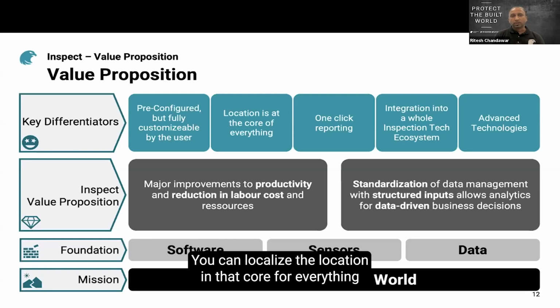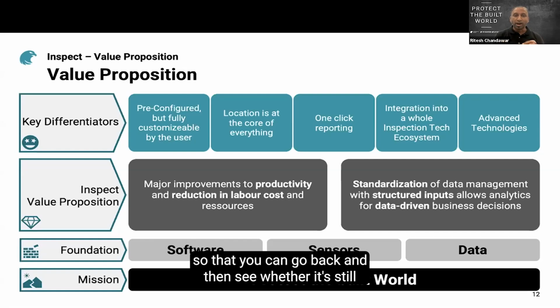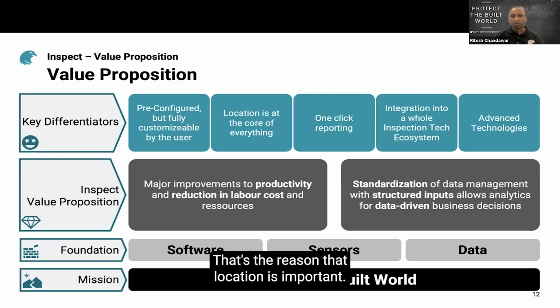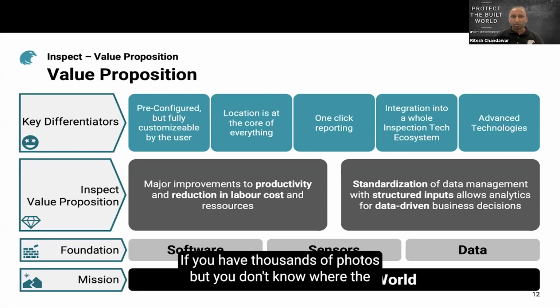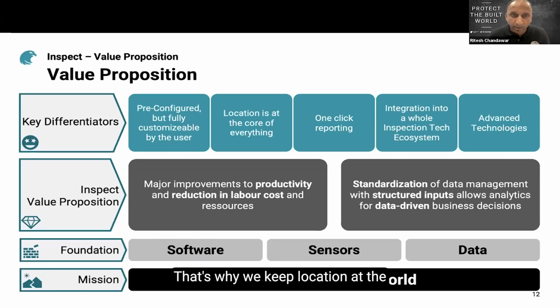You can localize. Location is at the core of everything, because every inspection, whatever your findings are, needs location information about where it happened, so that you can go back and see whether it's still there, or has improved, or has deteriorated. That's the reason location is important. If you have thousands of photos but you don't know where the photo was taken, then all those photos are useless. That's why we kept location at the center, the core of Inspect.